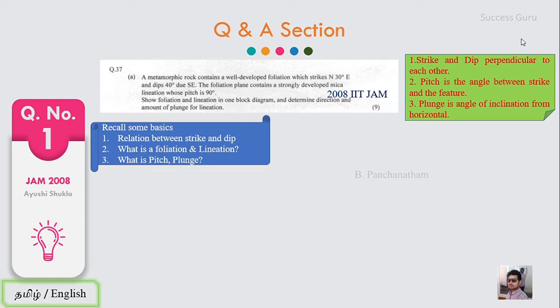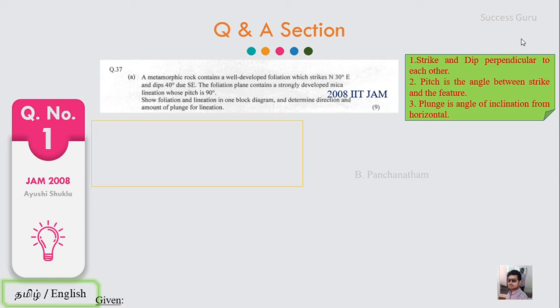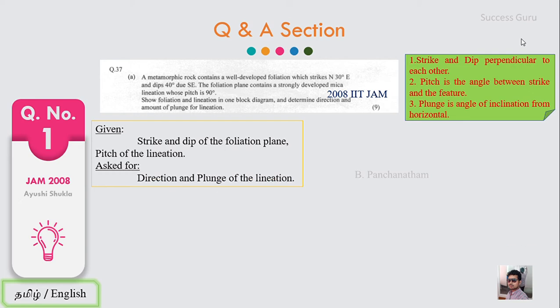We'll break the question down in our regular way. What is given in the question is the strike and dip of a foliation plane and the pitch of the lineation, and what is asked for is the direction as well as the plunge of the lineation. Is that clear? Okay, so to solve this, we have to find out the true dip. Let me tell you why.